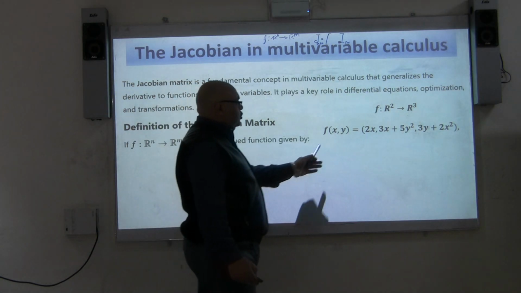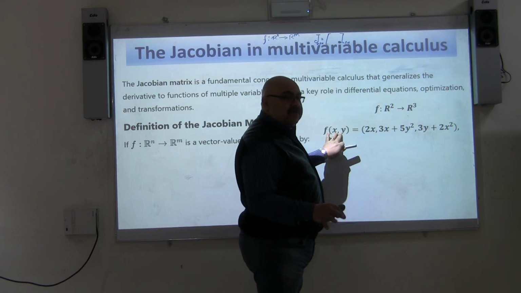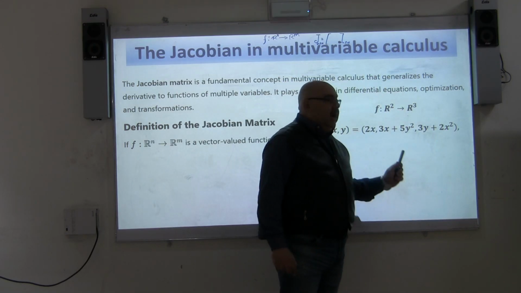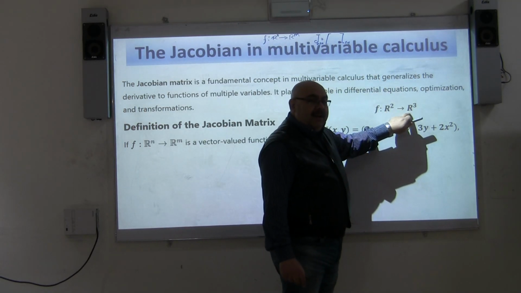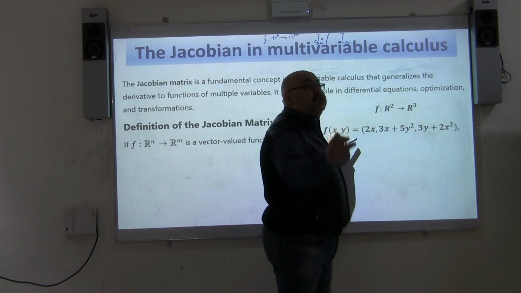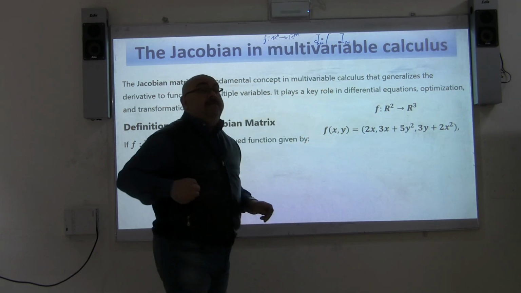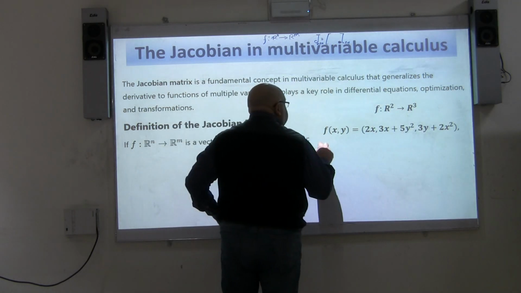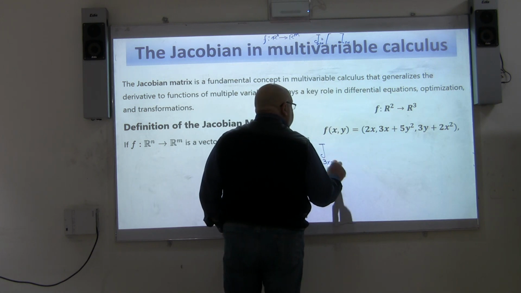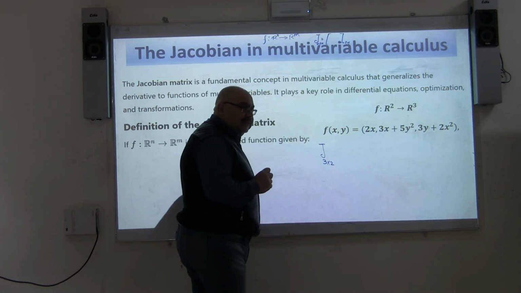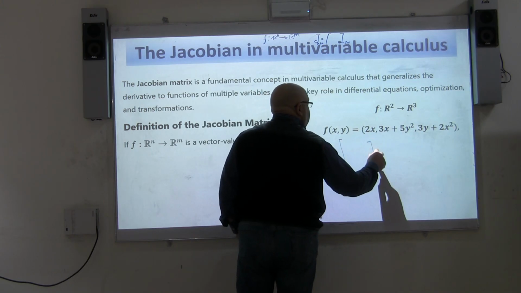For an example, if you look at this function, it's running from R2, the input is 2. But the output is how many functions? 3. So it's running from R2 into R3. The input is 2, but the image will appear in 3 functions. So if I want to get the Jacobian here, it's going to be 3 times 2. How to formulate it? It's very, very simple. It's going to be 3 rows and 2 columns.